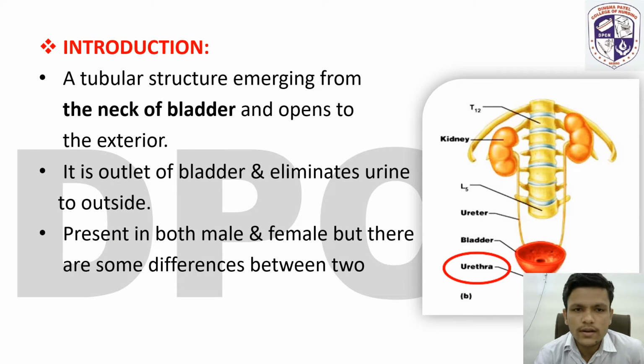Next, first of all, an introduction to the urethra: a tubular structure emerging from the neck of the bladder and opening to the exterior. It is the outlet of the bladder and eliminates urine to the outside of the body. These are the functions of the urethra. It is present in both male and female, but there are some differences between the two.